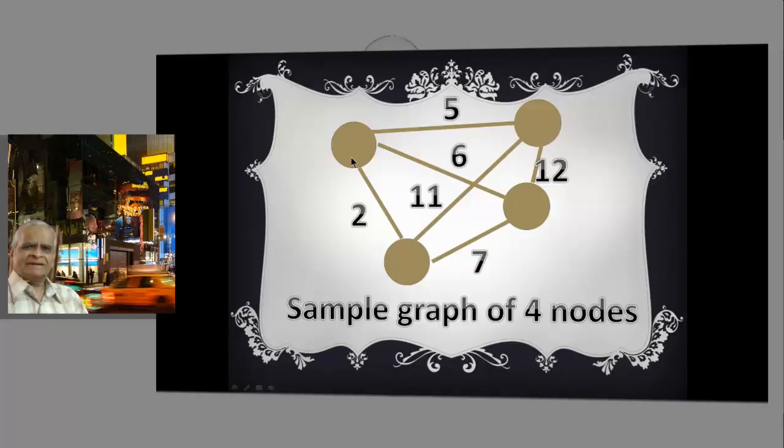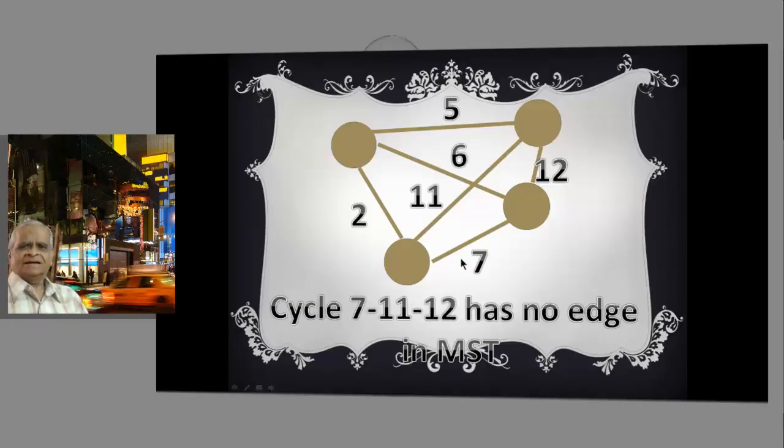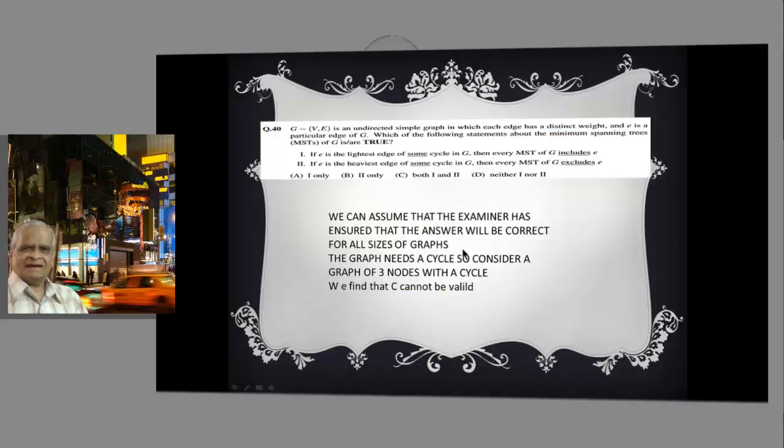The minimum spanning tree is 2 plus 6 plus 5. Now, here is a cycle, 11 plus 12 plus 7. This cycle has a minimum of 7. 7 is not in the minimum spanning tree. The minimum spanning tree is 2, 6, and 5. So if E is the heaviest edge of some cycle of the graph, every minimum spanning tree excludes E. Statement 2 is correct.